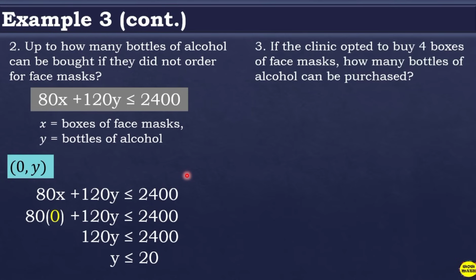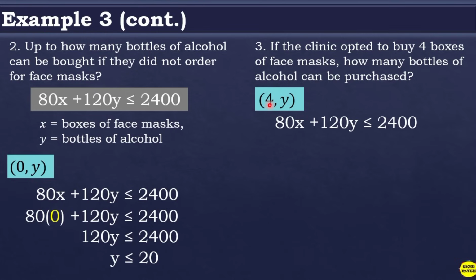Okay, next. If the clinic opted to buy 4 boxes of face masks, how many bottles of alcohol can be purchased? Now this time, ang ordered pair natin will be 4 kasi bibili na raw ng 4 boxes of face masks. So yun ang bibilhin nila. So ilang bottles of alcohol na lang ang mabibili. So, kung bibili sila ng 4 boxes of face mask, so isa-substitute natin. So again ha, this is our representation. So substitute natin yung 4 dun sa x.